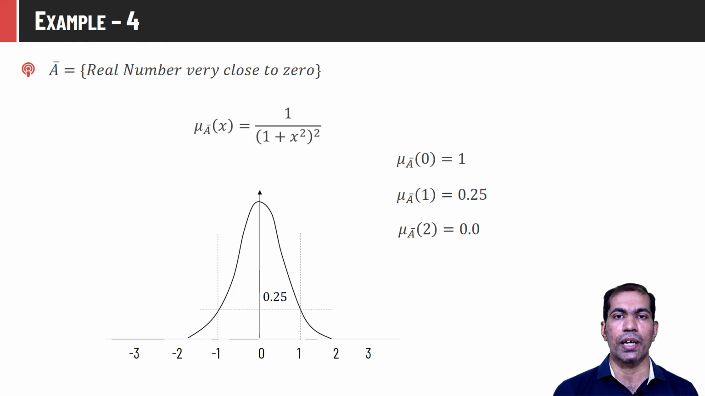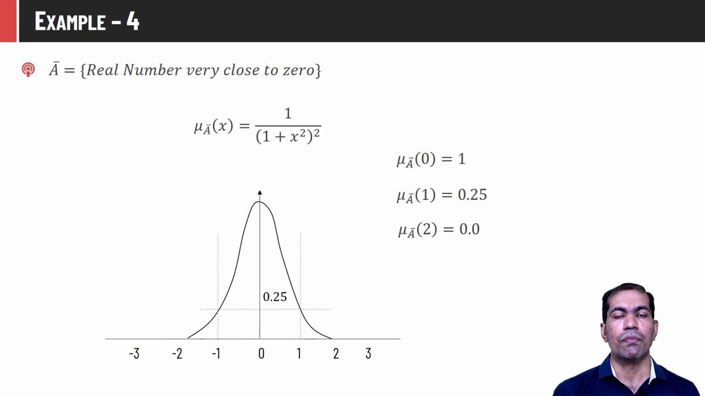square whole square. So if we put x equal to 0, obviously it will return 1. For x equal to 1, it will return 0.25. As can be seen, for the previous case the membership value of 1 was 0.5, but now it is 0.25, because now this should be very close to 0. So obviously it will reduce the membership value with greater decay compared to the previous example.